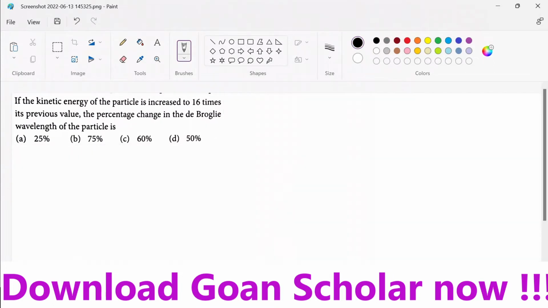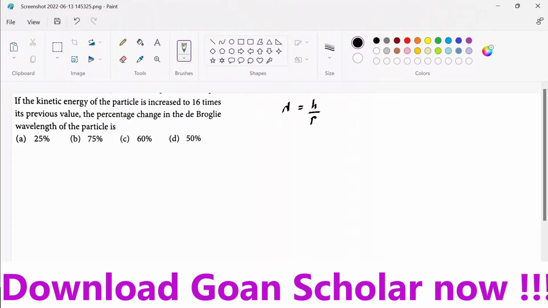Great, this is our second question on the screen. Question number 2 says, if the kinetic energy of the particle is increased to 16 times its original value, we have to figure out the percentage change in the de Broglie wavelength. Let me repeat again. If you change the kinetic energy 16 times, what will be the change in the de Broglie wavelength of the given particle? Clear? This is a direct and very simple question from the dual nature chapter.